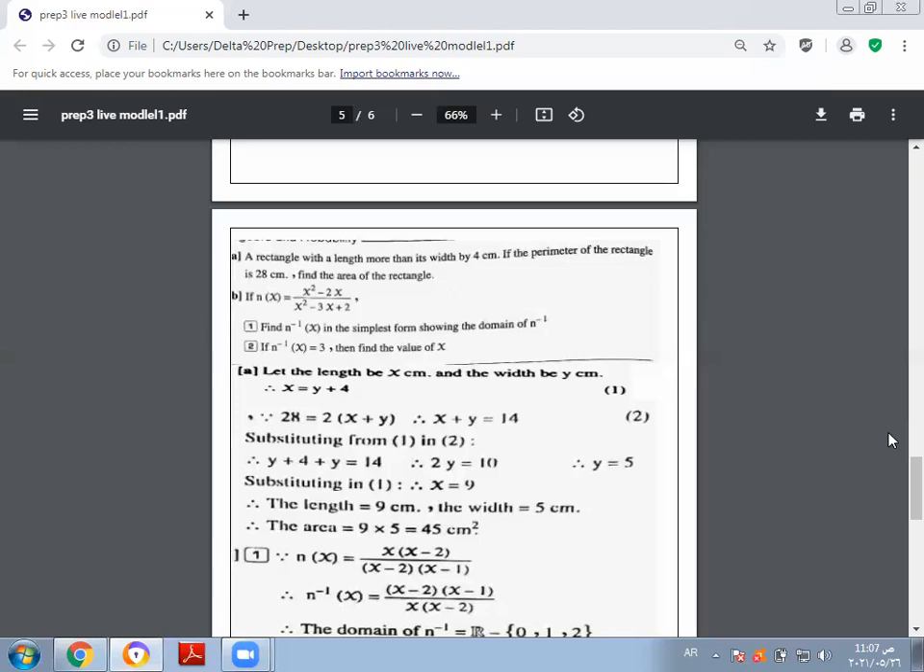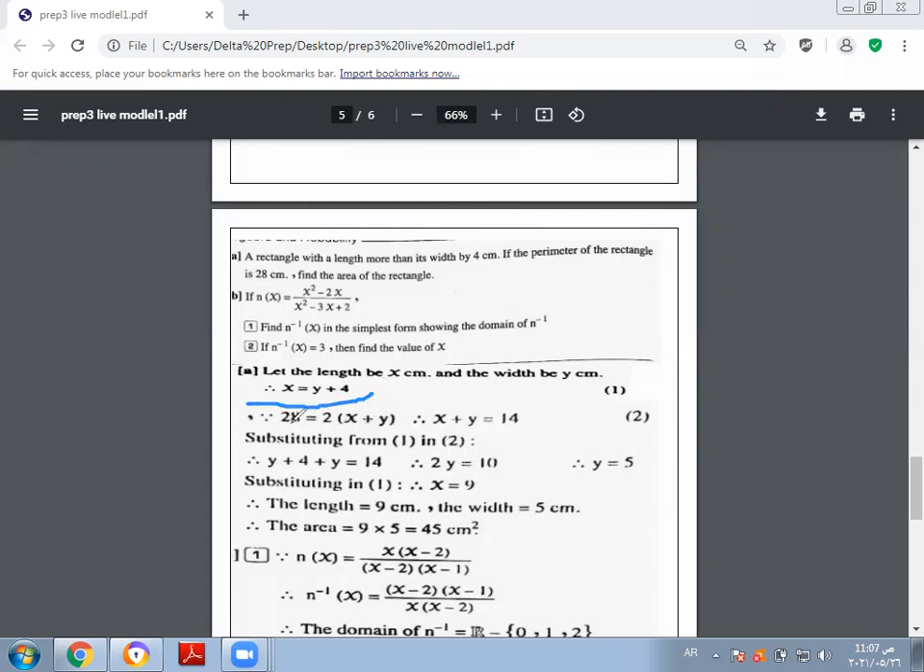Second equation, the perimeter of the rectangle is 28. We know that the perimeter of a rectangle equals 2 lengths plus 2 widths, or 2 multiply length plus width. Here is the first equation: x equals y plus 4. This is the first equation.